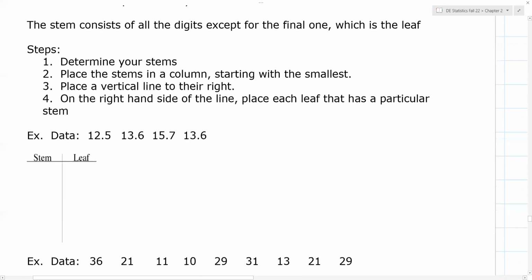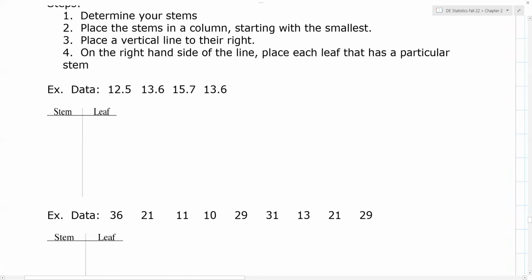The stems go on the left-hand side of your line. They go from smallest at the top to largest at the bottom. And then the leaves go smallest closest to the line and largest further off to the right. So let's begin. Here we have 3 different stems. Again, the leaf is always that last digit, so everything before the last digit is going to give us a different stem. We have 3 different stems, but it goes from 12 to 15.